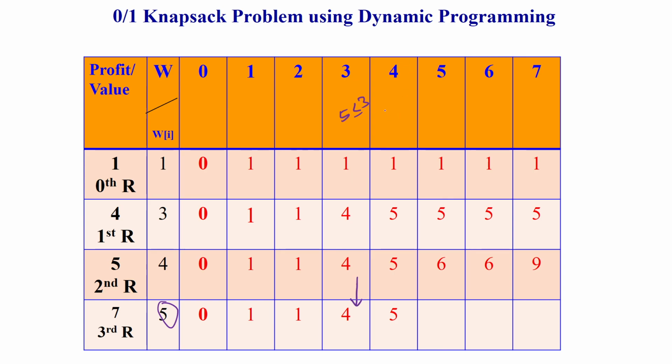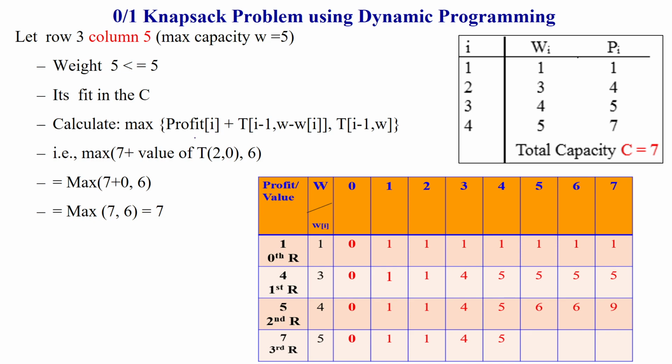Likewise here, 5 less than or equal to 4, which is also not possible to select. Here the already earned profit of the previous 3 items is 5 in the current column, so we are writing the same thing here, 5. Okay, then here 5 less than or equal to 5, which is true. If it is true, we can select the item. If you select the item, apply the formula.